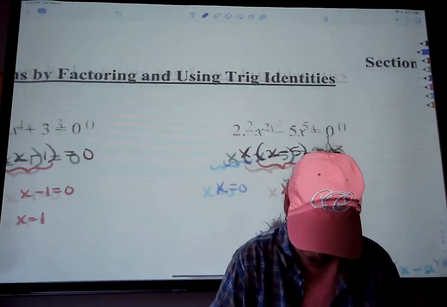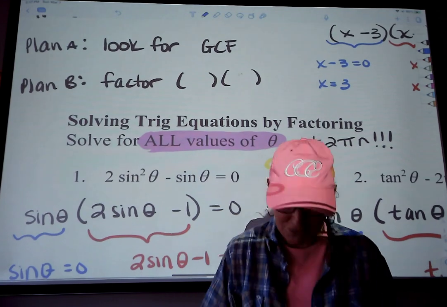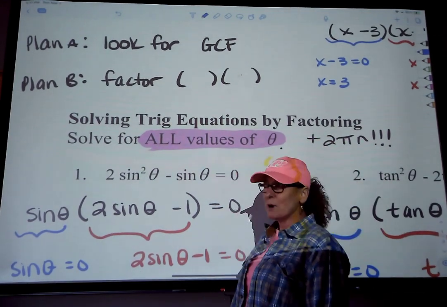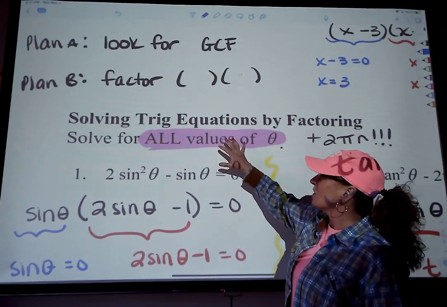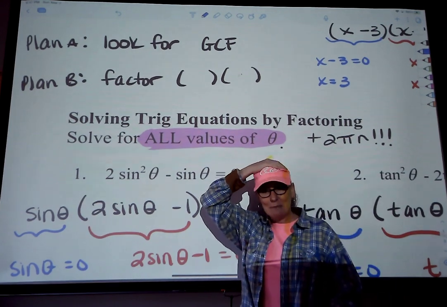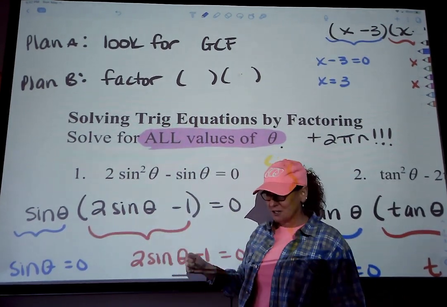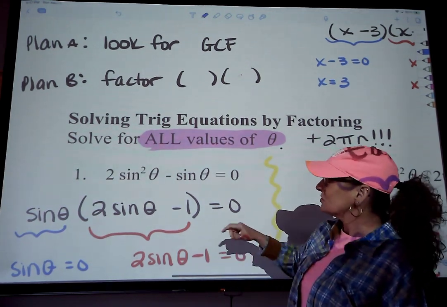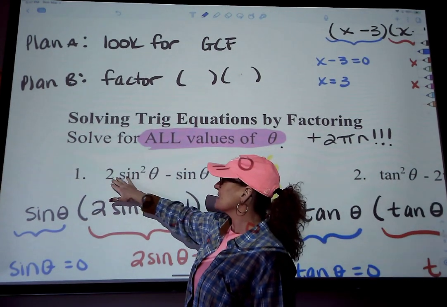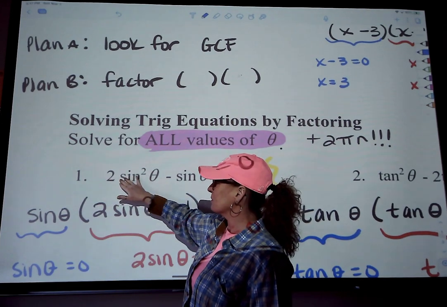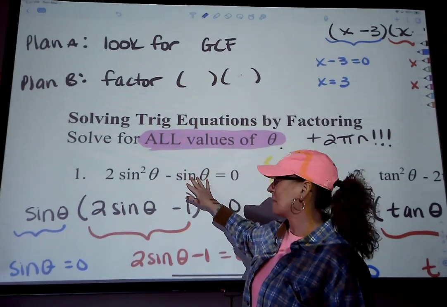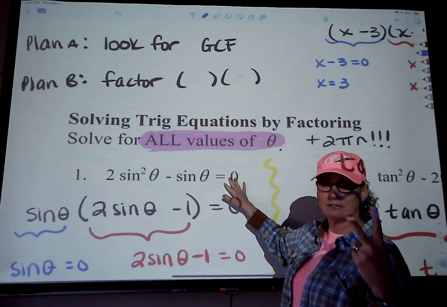All right, so it's going to get a little more complicated. We're solving trig equations. We're going to use factoring, solve for all values. We need to remember at the very end to put plus 2 pi n on all of our answers. So here we go. This is one term right here glued together with multiplication. This is another term. I have two terms. It's already set equal to 0.